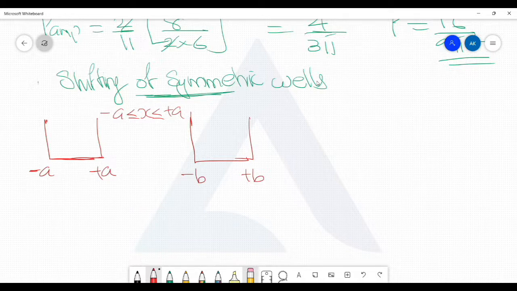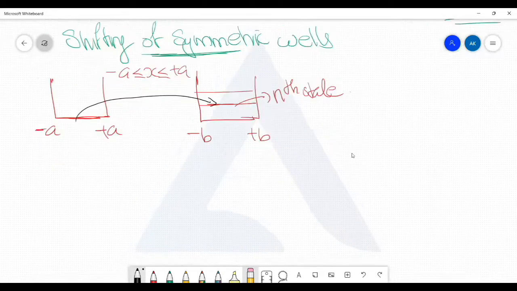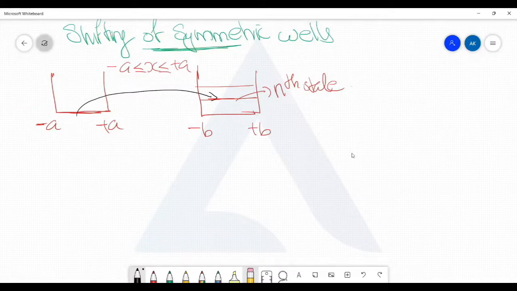Now, suppose it is having nth state, an arbitrary state is nth state. So what is the transition probability from ground state to nth state? I'm directly giving you the probability from ground state to nth state. How do you solve this one?